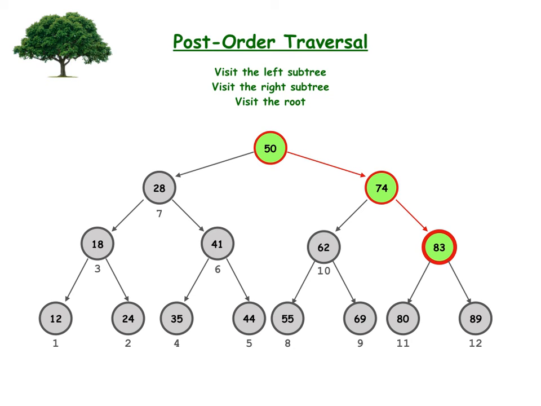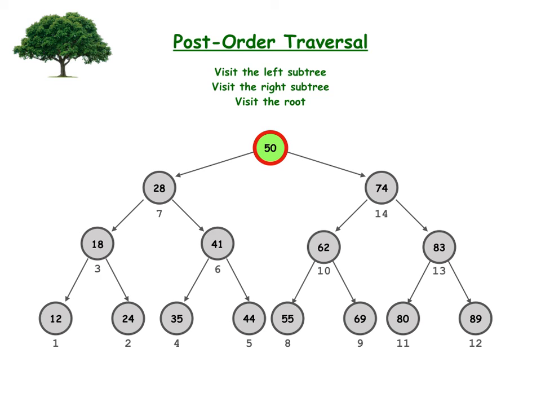83's left has been visited. 83's right has been visited. So now we can visit node 83. Now that we're done with that, we come back up. 74's left has been visited. 74's right has been visited. So now we can visit node 74. And now that we're done with node 74, we can come back up to the top.